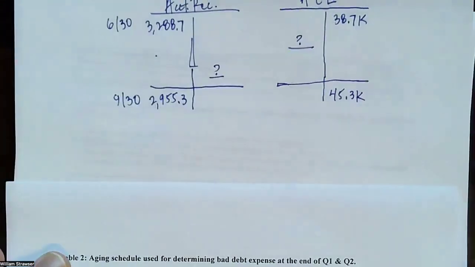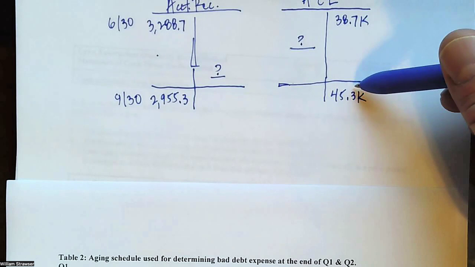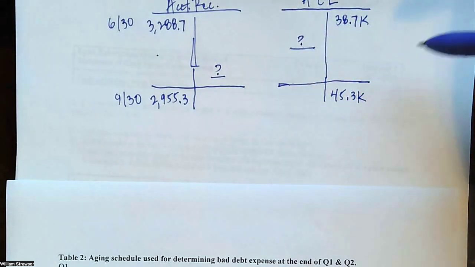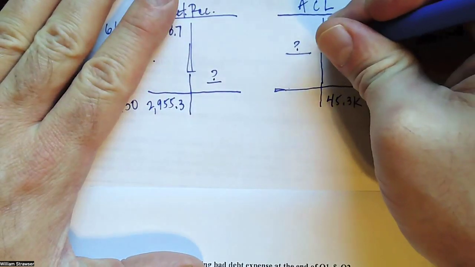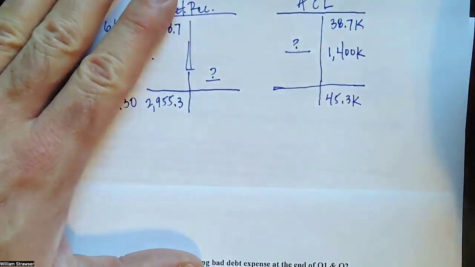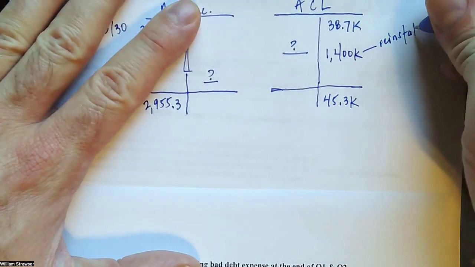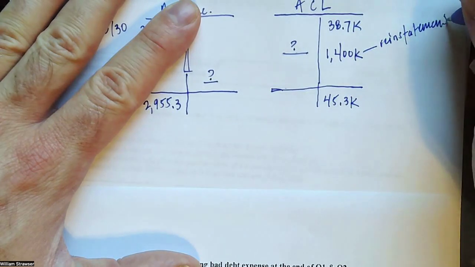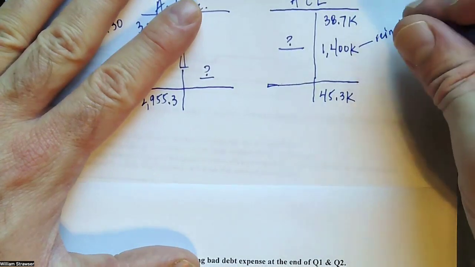Well, you might say, okay, just take the difference here and that'll give me my missing piece. But we had $1,400,000 of reinstated accounts during the period. So a lot of people got their accounts reinstated after they had been written off. Remember, the reinstatement entry is to debit.